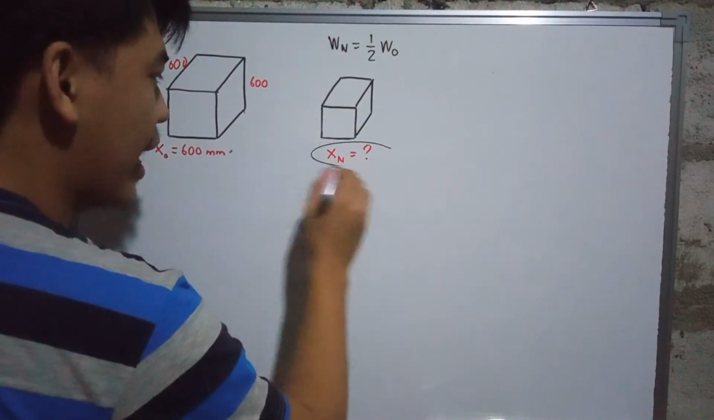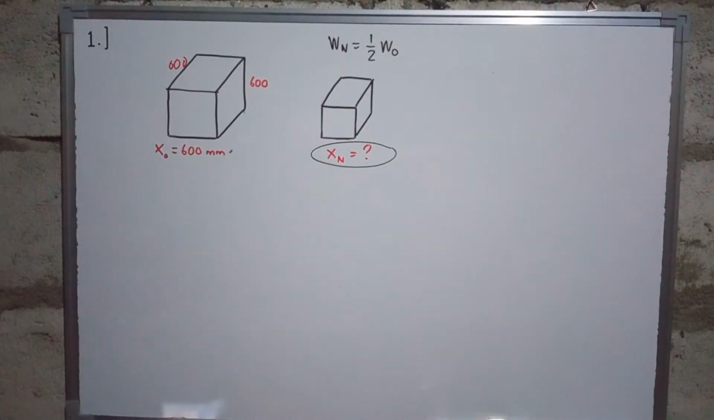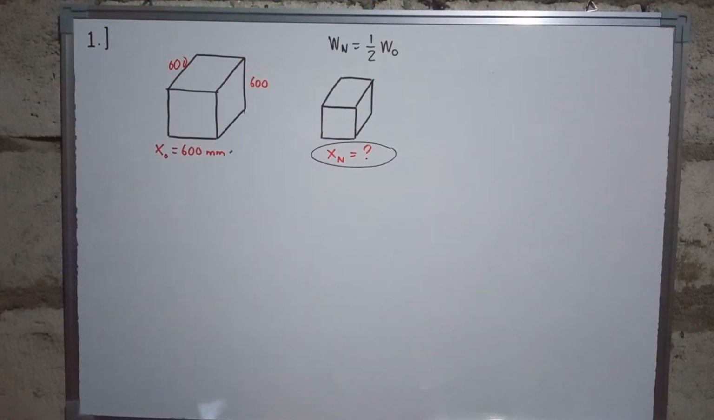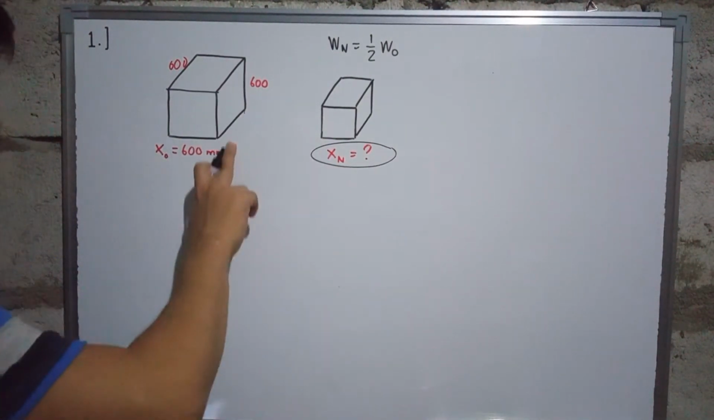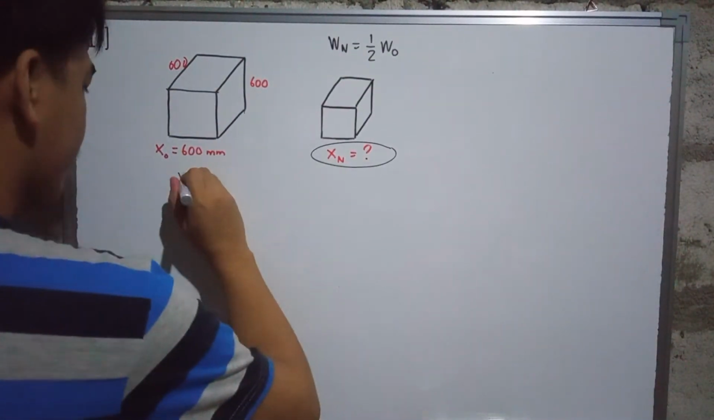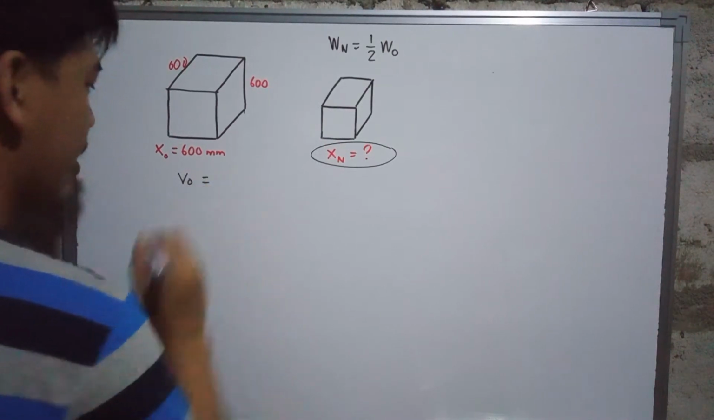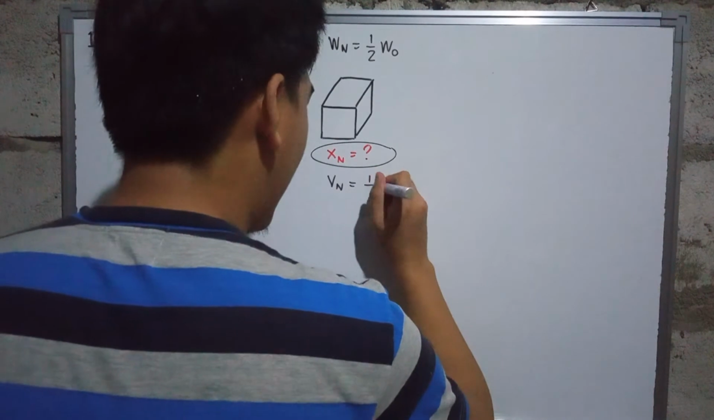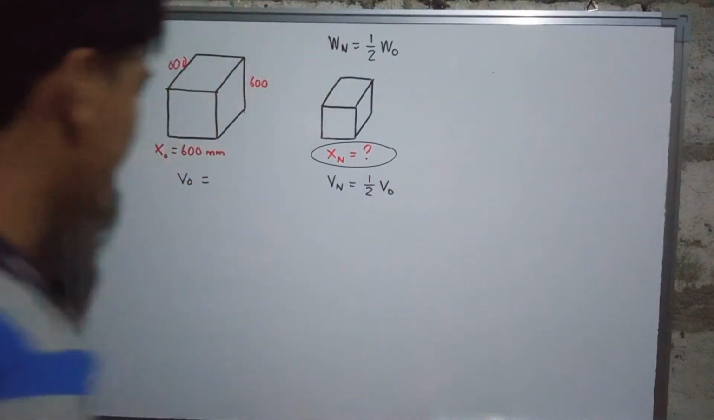So, hahanapin natin si x sub n. So, kapag kinalahati natin yung weight, meaning to say, maapektuhan yung volume. So, lagi nyo tandaan, mapapag-aralan nyo yan furthermore sa fluid mechanics. But for now, let's stick to that statement na yung volume original natin, kunin muna natin siya. Tapos, yung volume ng bagong cube natin is kalahati ng volume ng original natin.